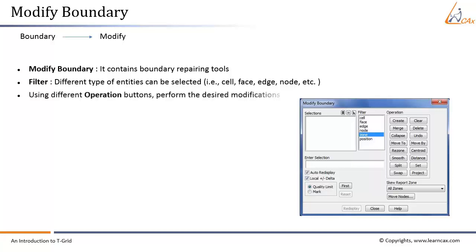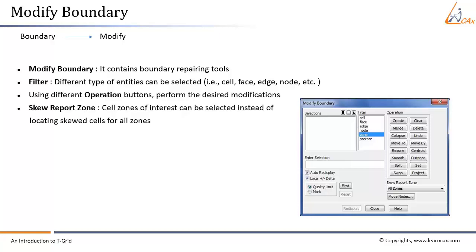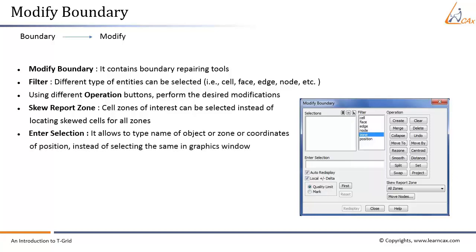Using different operation buttons, perform the desired modifications. Skew Report Zone. Cell zones of interest can be selected instead of identifying the locations of skewed cells for all zones. Enter selection allows you to type the name of the object or zone, or coordinates of position, instead of selecting it in the graphics window.